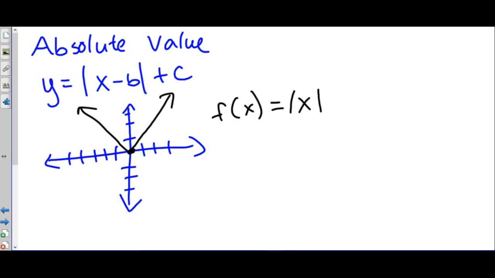How you graph your absolute value is you start with that parent function, and then you move it around. You can shift it up, or you can shift it down. You can shift it to the right or to the left. You could go right, then down. The way we know how far we're shifting is by that b and that c. So if b is a positive number, then we go to the left.